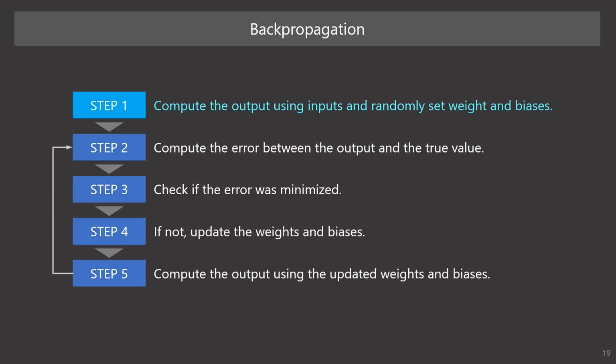First, compute the output using inputs and randomly set the weights and biases. Then, compute the error between the output and the true value. Next, as the third step, check if the error was minimized. If the error was not minimized, update the weights and the biases. Then, compute the output using the updated weights and biases. Repeat the process until the neural network finds the optimal parameter values that minimize the error.